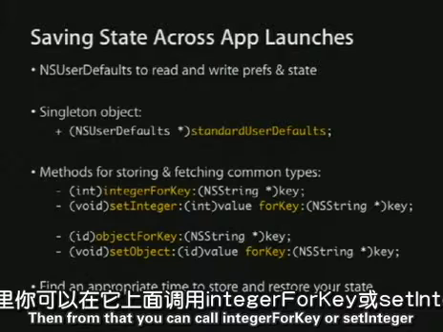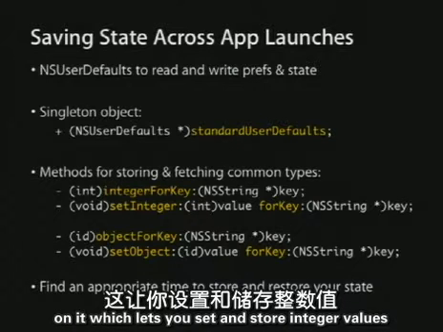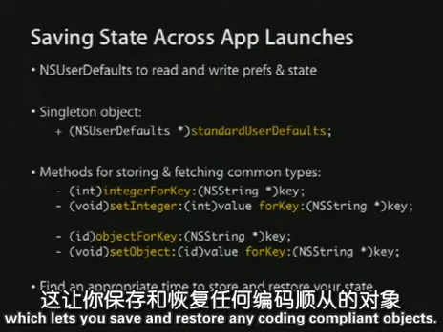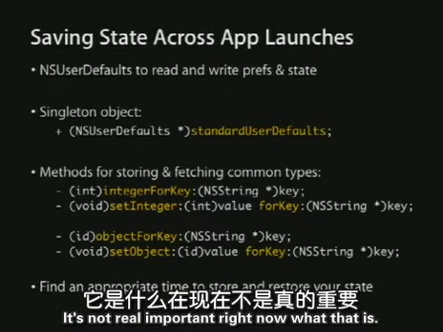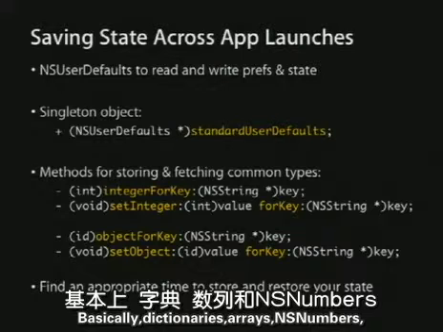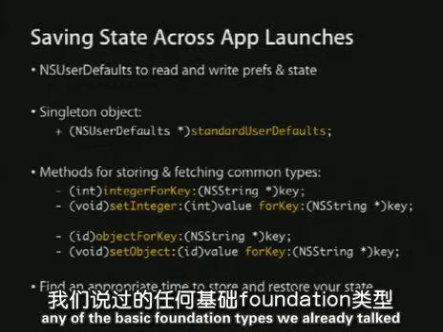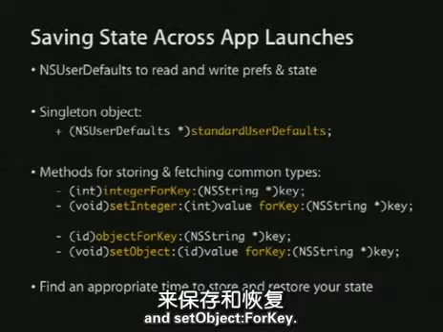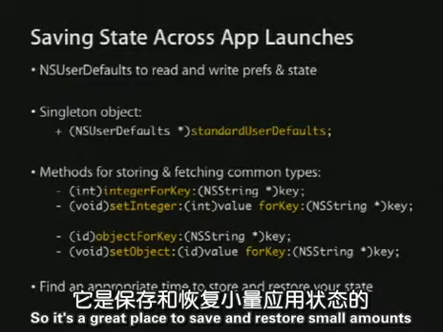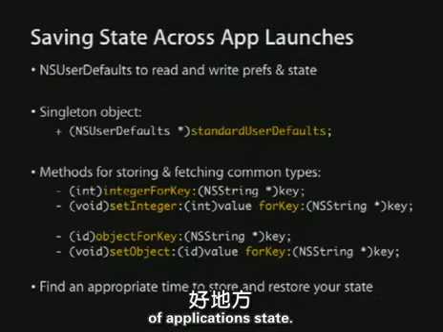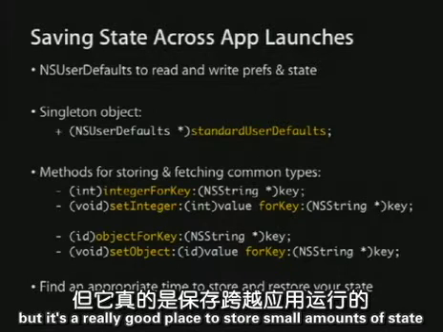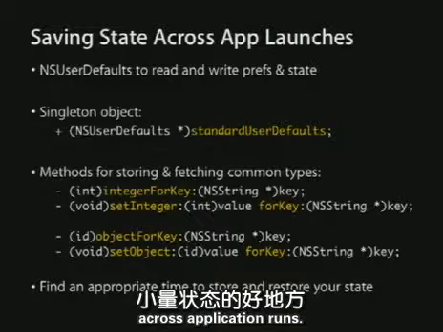Then from that, you can call integerForKey or setInteger on it, which lets you set and store integer values. And you can call objectForKey and setObject:forKey, which lets you save and restore any NSCoding compliant objects. There's the NSCoding protocol. It's not real important right now what that is. Basically, dictionaries, arrays, NSNumbers, any of the base Foundation types we already talked about can be saved and restored using objectForKey and setObject:forKey. So it's a great place to save and restore small amounts of application state. You wouldn't want to use it as a database for your music collection or massive amounts of things, but it's a really good place to store small amounts of state across application runs.